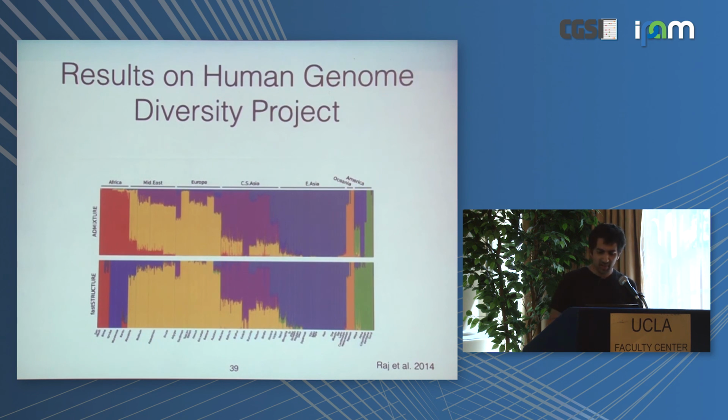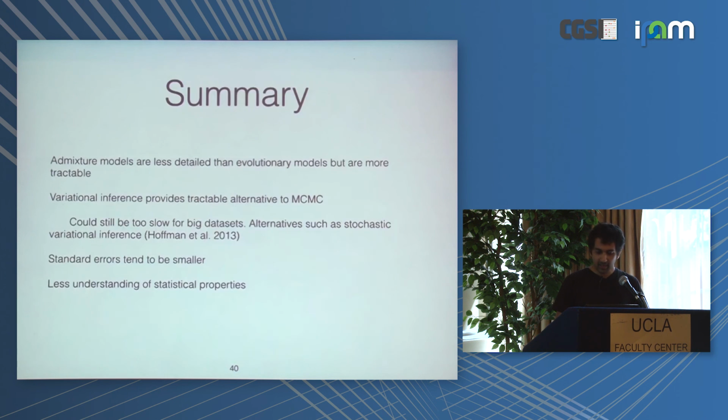They also talk about some other results, but I don't want to spend too much time on this. So just to summarize, this separate class of models, these admixture models, they are less detailed than the kinds of evolutionary models that we were looking at, but they're more tractable in general. So you can do things like local ancestry inference, which would be much harder to do in an evolutionary setting. And I've talked about one way of doing computationally efficient inference using variational algorithms. It turns out that even variational algorithms can be very slow for really big data sets. People have now been looking at alternatives to this, and that's still cutting edge research.